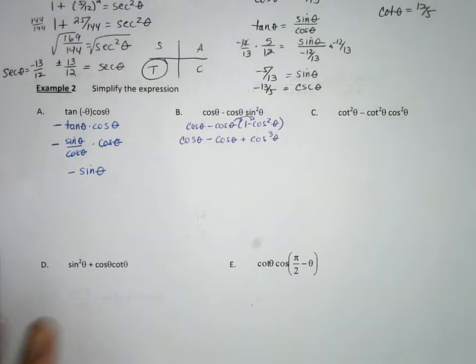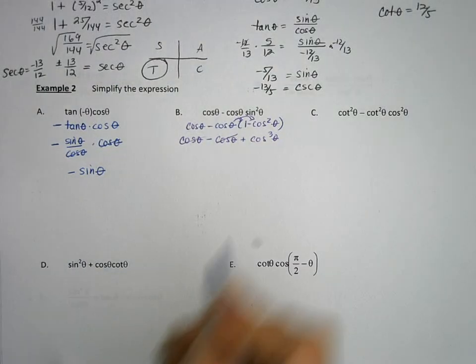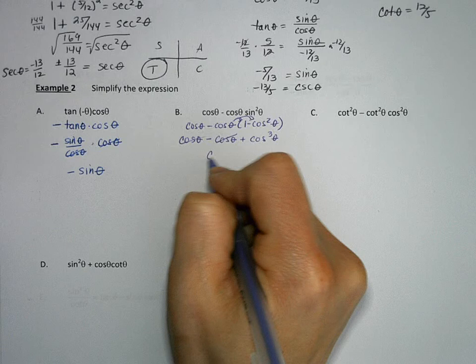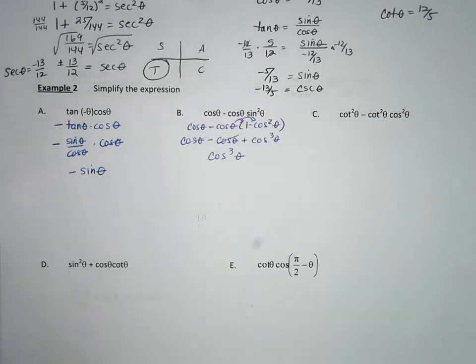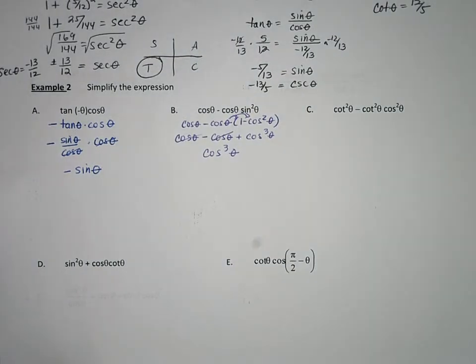All right. Anybody notice anything? Yeah, cosine take away a cosine cancels. So what am I left with? Cosine cubed. It's as good as it gets.